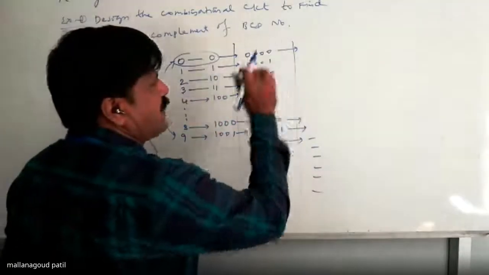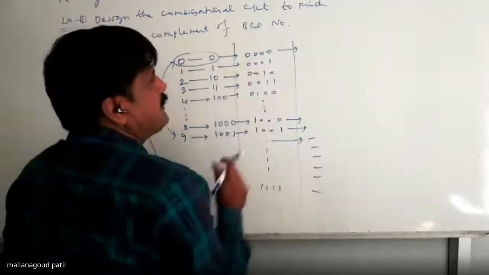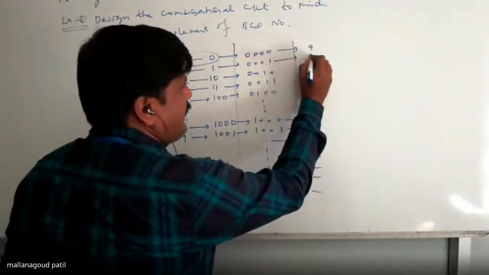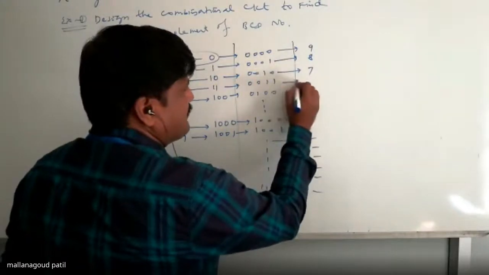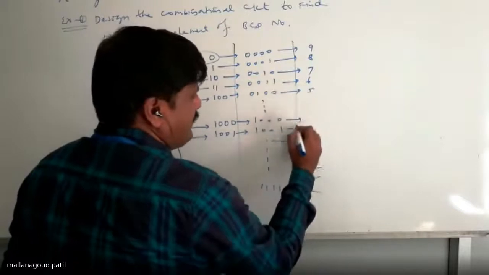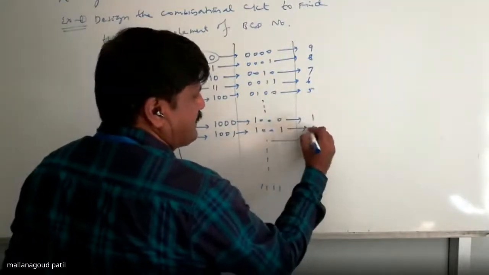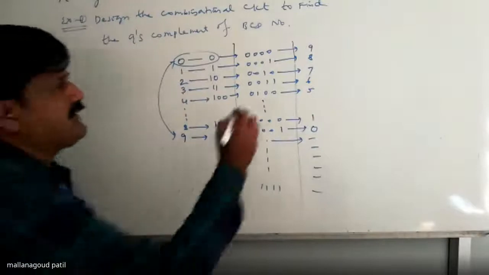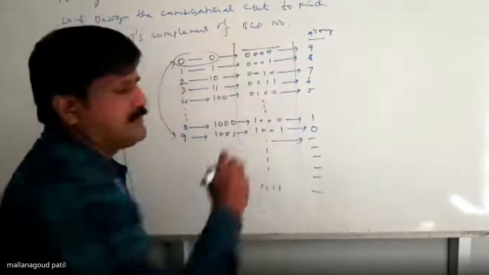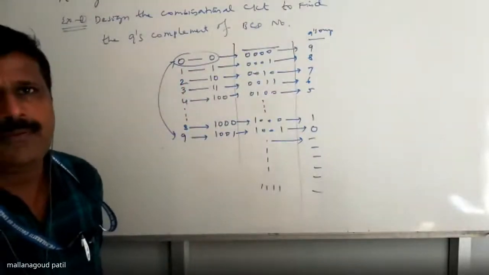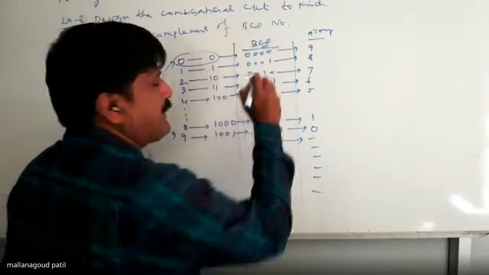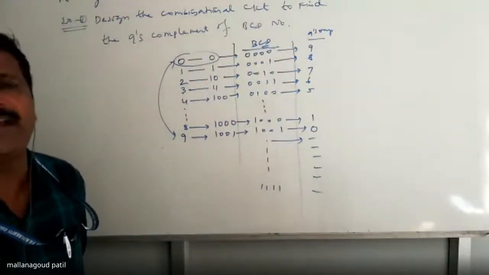Then what about the 9's complement of 0? 9. 9's complement of 1 is 8, of 2 is 7, of 3 is 6, of 4 is 5, of 5 is 4, and so on, of 9 is 0. These are all the 9's complement values. And what is this code? BCD. This is BCD representation, BCD 4-bit representation. Binary coded decimal.